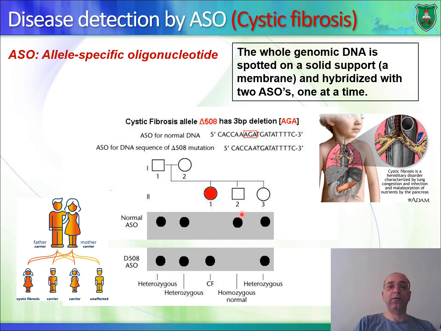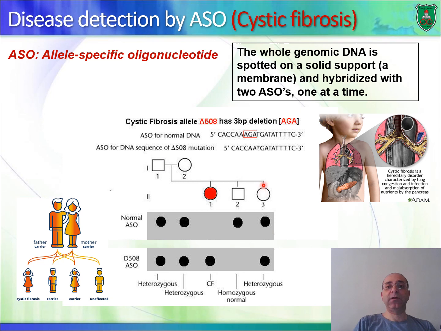Let's look at this boy right here. The boy has signal coming out from the spot when the normal allele specific nucleotide was added, but not when the mutated allele was added. This means that this person is homozygous, just like this person, right? That's just like his sister, except that he has both alleles as the normal alleles, and he doesn't have the mutated allele, whereas his sister has both alleles with the mutation, with the deletion. She doesn't have the normal allele.